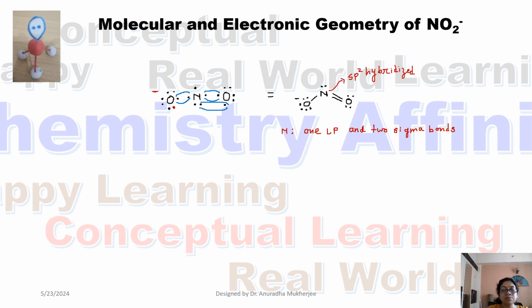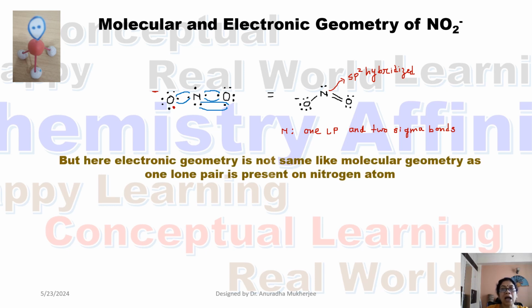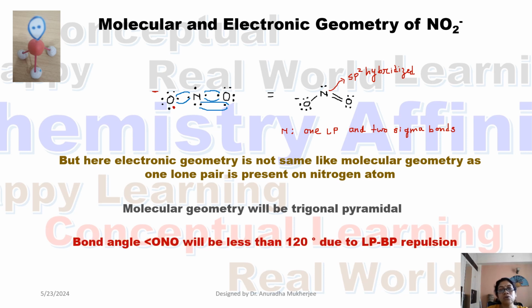sp2 hybridized means the molecular geometry should be trigonal planar and the bond angle between the atoms should be 120 degree. But since this nitrogen contains one lone pair, that's why the molecular geometry is not equal to electronic geometry. So here molecular geometry will be trigonal pyramidal. And since one lone pair is present, due to lone pair bond pair repulsion, the bond angle will be less than 120 degree.